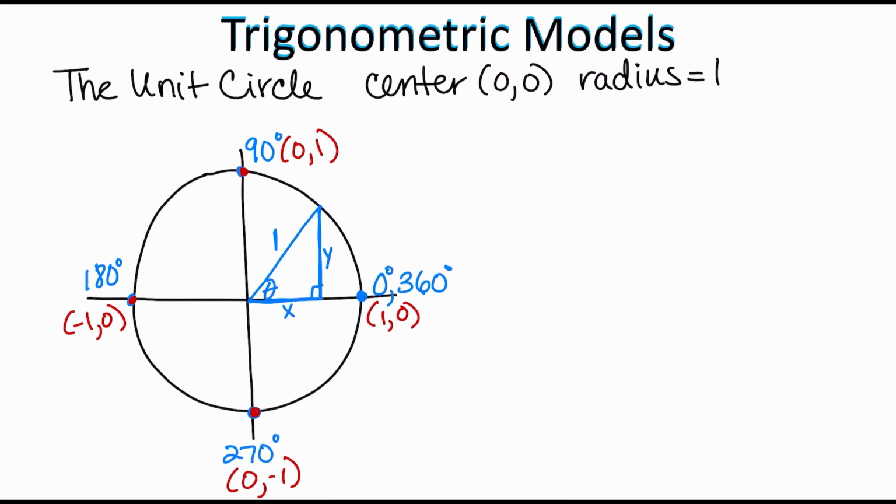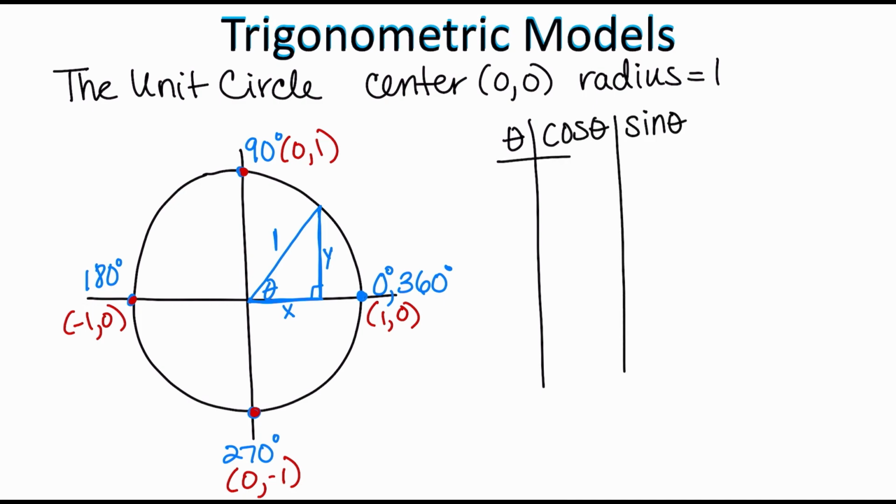Before we graph the sine graph and the cosine graph, I'm going to make a table of values, and I'm going to write theta, which is going to be my angle. Then I'm going to write the cosine of theta, the sine of theta. So if theta, which is my central angle, is 0, 90, 180, 270, 360, I'm basically going around the circle one time. Then I want to figure out what would be cosine and what would be sine.